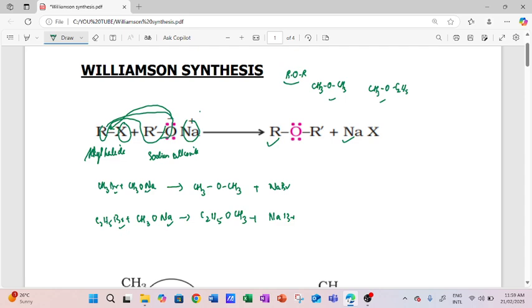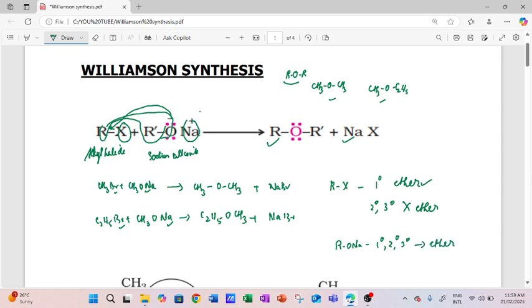But there are two or three points you have to memorize while doing the reaction. The alkyl halide RX should always be primary. If you take a secondary or tertiary alkyl halide, you are not going to get an ether. Ether formation won't take place with a secondary or tertiary alkyl halide. But with a primary alkyl halide, you will get ether. With sodium alkoxide, it can be primary, secondary or tertiary. No matter, we'll be able to prepare ether.